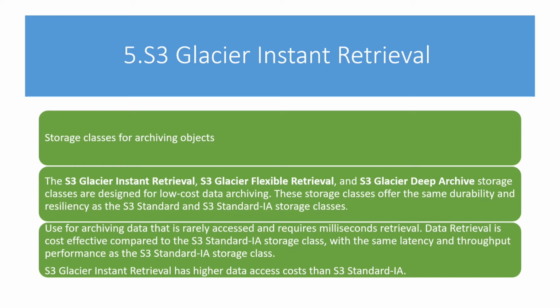Okay, and another thing about this particular class is S3 Glacier Instant Retrieval has a higher data access cost than S3 Standard, because when it is needed, it will be retrieved from the storage classes which are associated with that. Hence the retrieval costs are higher as compared to S3 Standard infrequently accessed.